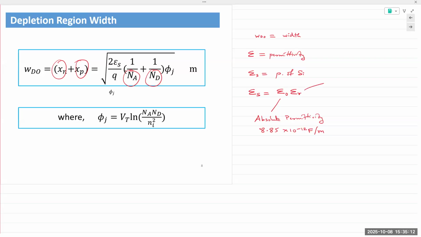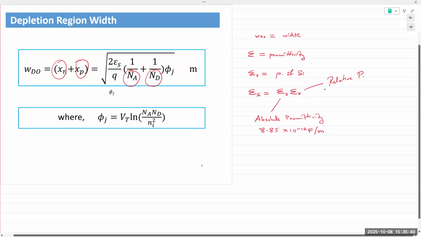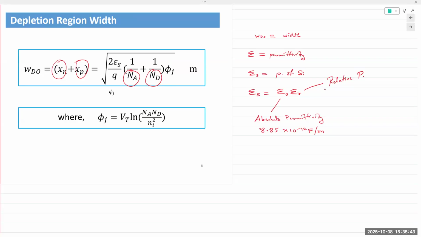And then epsilon R is the relative permittivity of the material with reference to the permittivity of free space, or absolute permittivity. So it's a ratio, it's unitless. For silicon, it is not 8, it's 11.7, if I remember correctly. For silicon, it is 11.7.